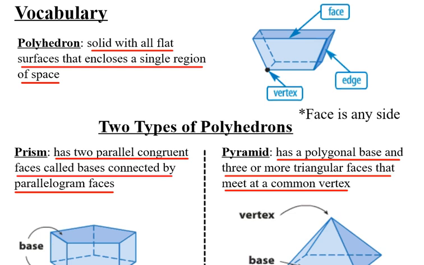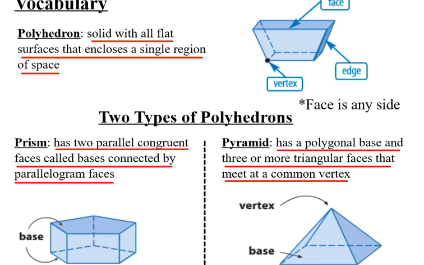This is the three-dimensional version of the word we learned yesterday, polygon. A polyhedron is a solid with flat surfaces that encloses a single region of space. There are three other words associated with a polyhedron. There is a face. Faces are all the sides of the figure. The vertex is any point, and an edge is the line segment that connects one face to another.